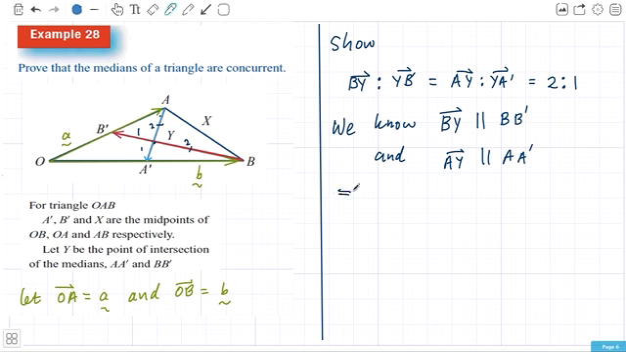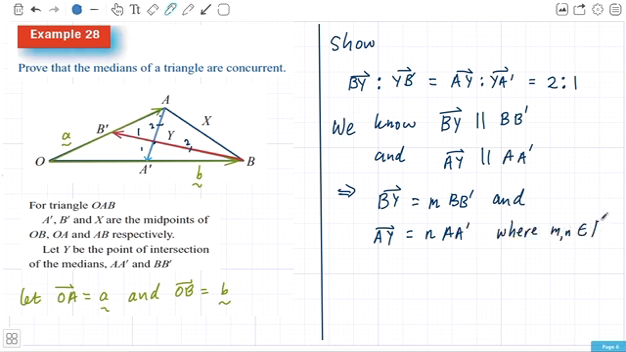So that means that we have BY can be written as some scalar m times BB', and AY can be written as some scalar n times AA'. So m and n are some real constants. Okay, we know that. The next thing we need to do is, well, let's define what these are.